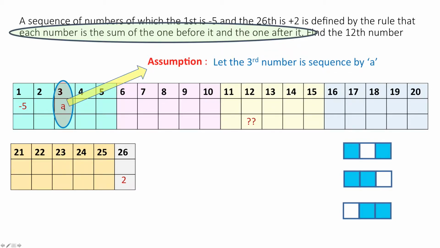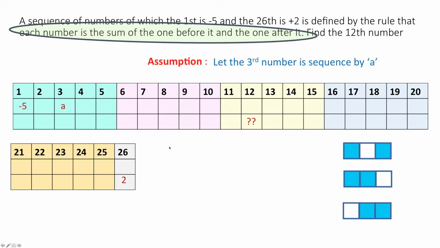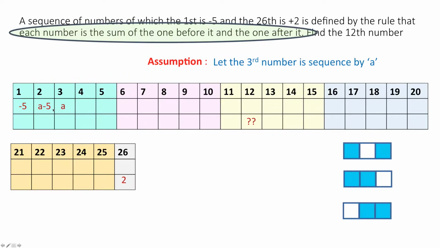As soon as you've put in A here, this set of three consecutive blocks becomes this, in which the first and the third are known. You can find the second. The rule says in order to find a particular value, you need to look at the number before it and the one after it. So in order to find the second one, you need to look at -5 and +A and add them together. That gives us A minus 5.